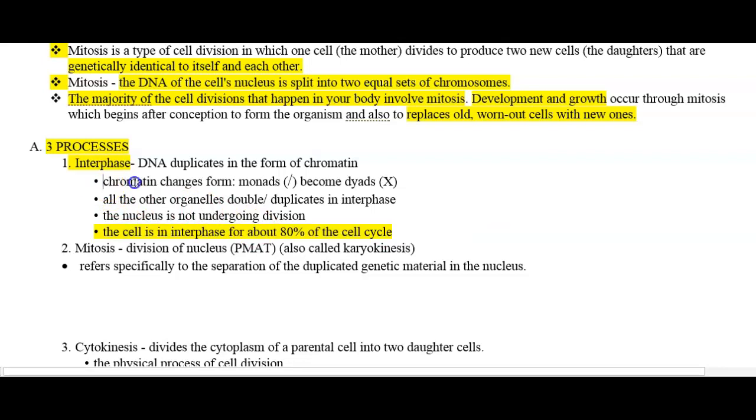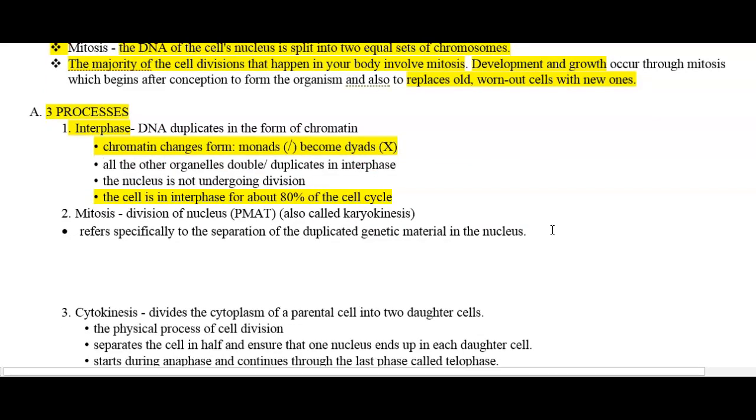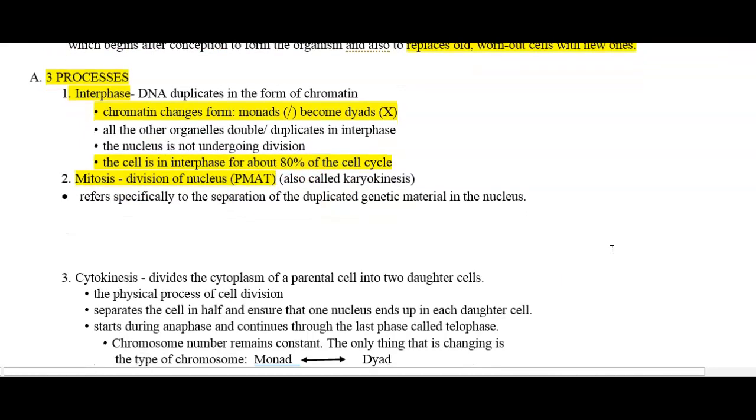Your chromatin is going to change form, monads into dyads, all the other organelles are going to double. Alright? Nucleus is not dividing, just the DNA is. Now mitosis. Now we're going to talk about the nucleus. See, in my pictures that I made the nucleus really big. So we're going to separate the DNA into two.